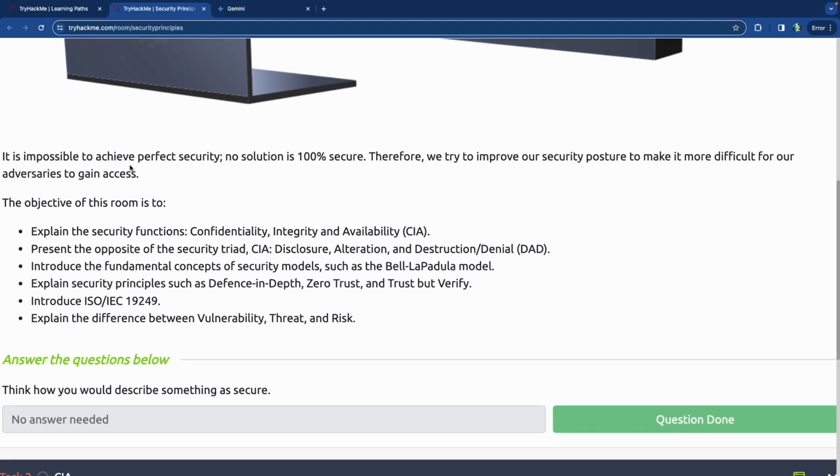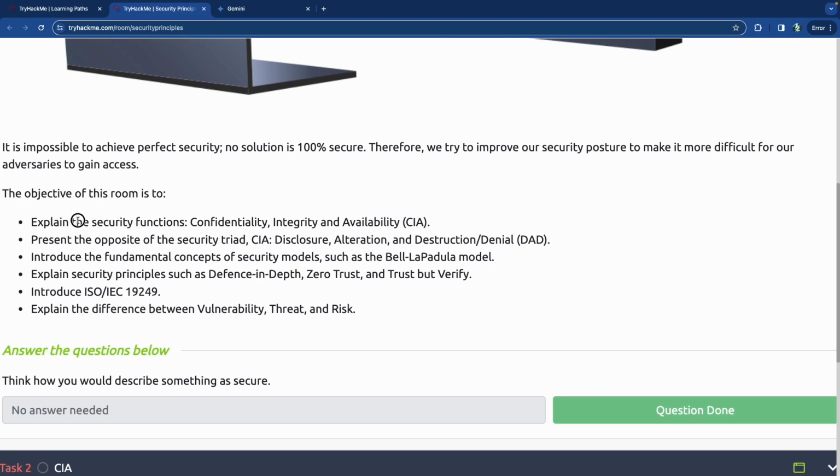It's impossible to achieve the perfect security stance because no solution is 100% secure. So what we've got to do is improve the security posture to make it more difficult for the adversaries that are attacking us to gain access. Since we can't protect everything, we need to at least protect the ways that we think these adversaries are going to attack us. The objective of this room is to explain security functions for confidentiality, integrity, and availability.